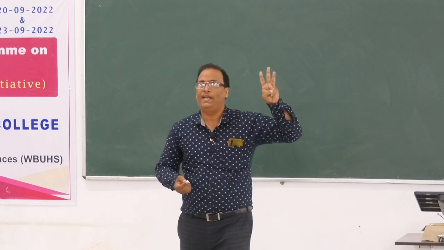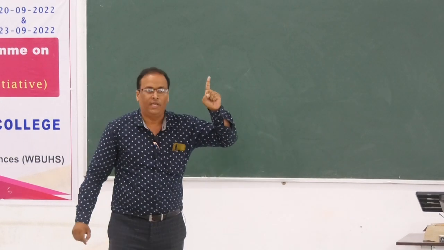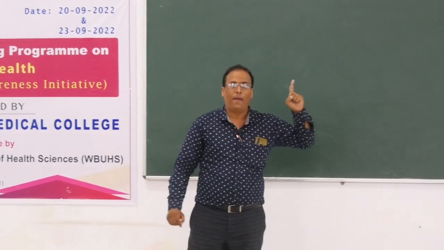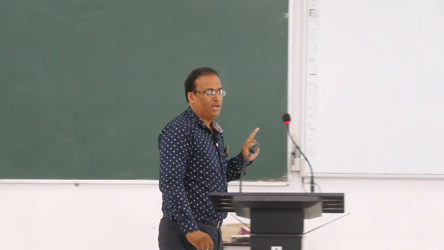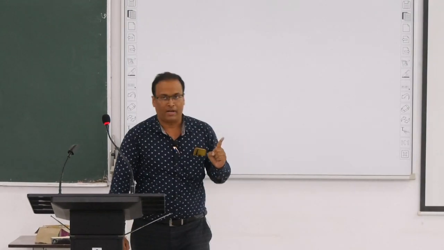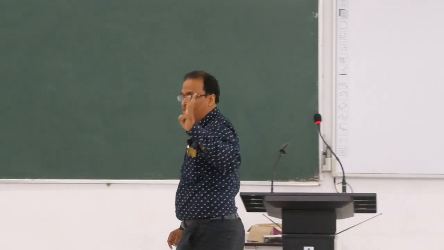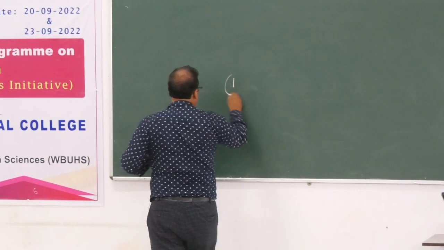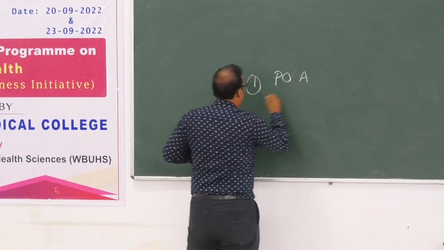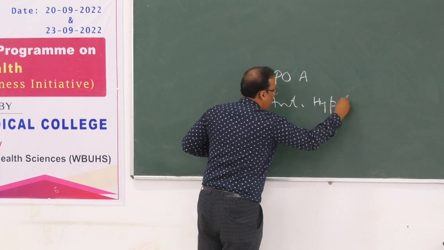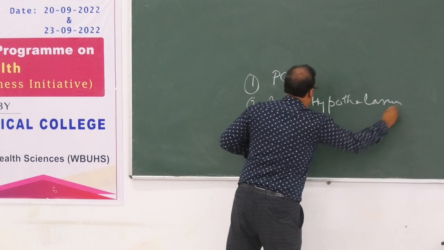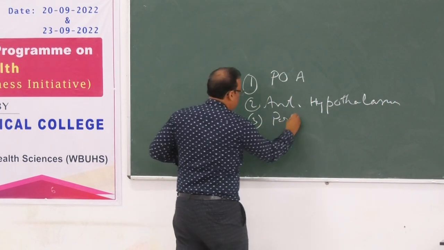Mainly three areas of the hypothalamus are very important. One is the preoptic area, another is the anterior hypothalamus, and another is the posterior hypothalamus. Whenever you are dealing with temperature regulation and the centers related to it, in the hypothalamus only remember these three sites: the preoptic area, the anterior hypothalamus, and the posterior hypothalamus.